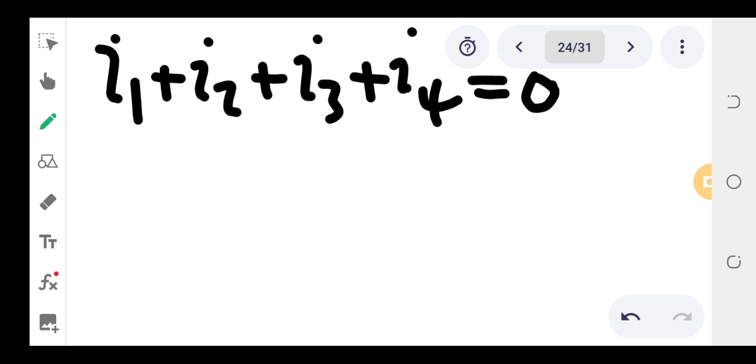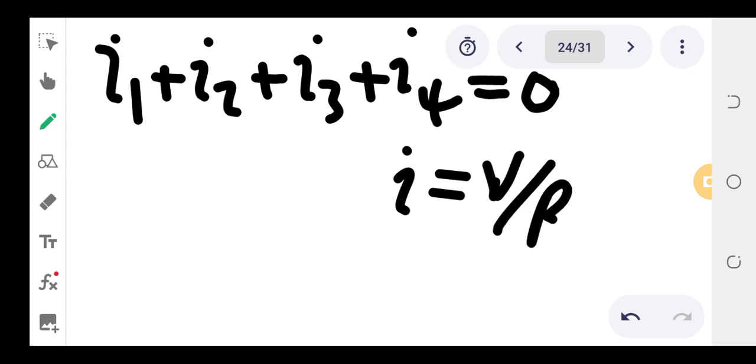What else do we need? Having this KCL equation, we now need to start replacing the currents with voltage and resistance. We need to write the currents in terms of resistance and voltage, so we use Ohm's law. Current is equal to voltage over resistance.